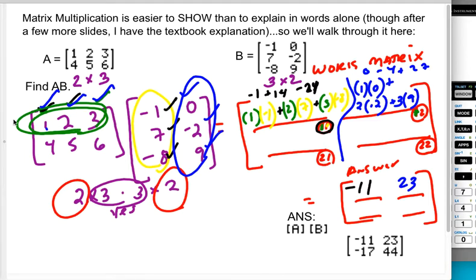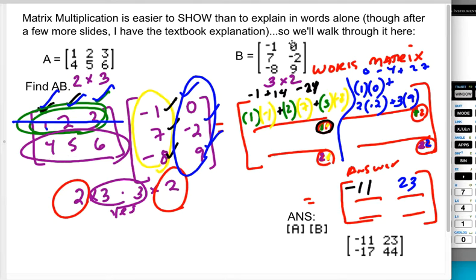So now at this point, I'm done with row 1, because that was all row 1. Now what I need to do is use row 2, which is going to be these guys. So for row 2, I'm going to use whichever column I'm looking at in my answer. Like this is column 1, so row 2, column 1.